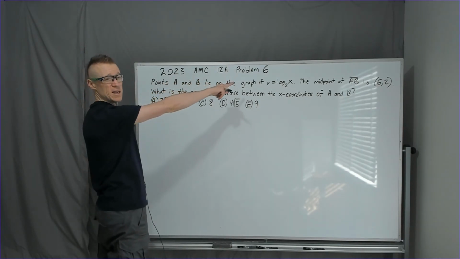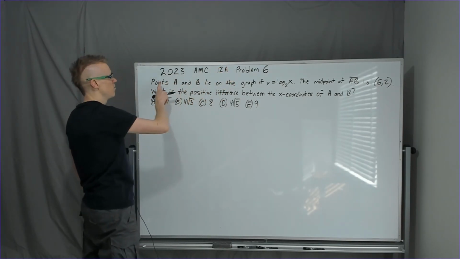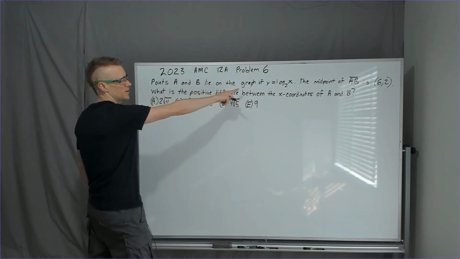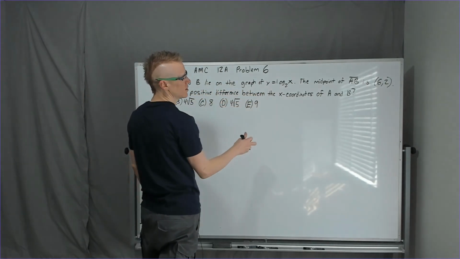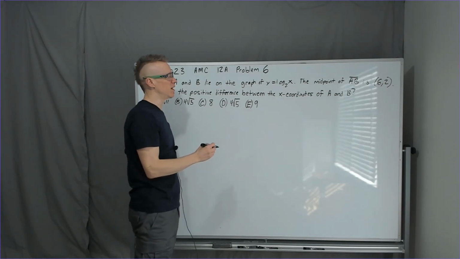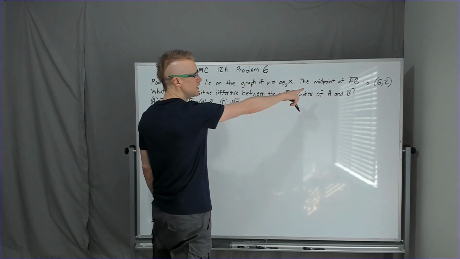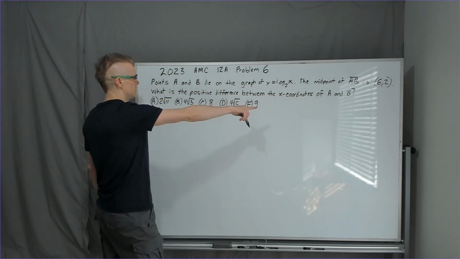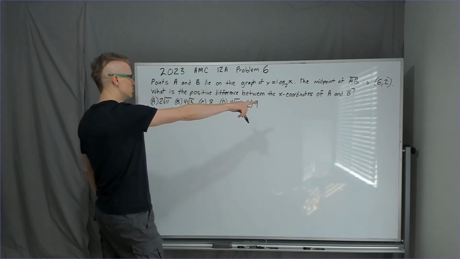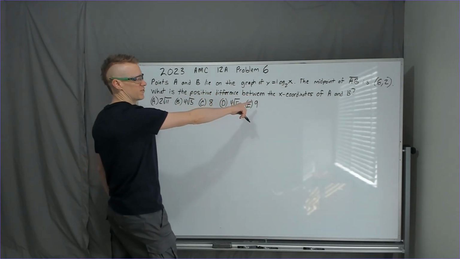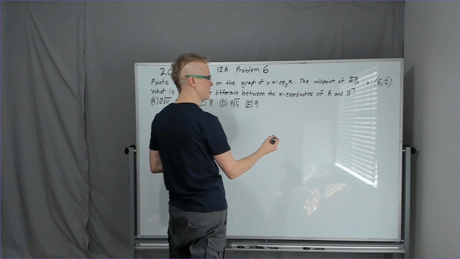2023 12A problem 6. Points A and B lie on the graph of y equals log base 2 of x. The midpoint of AB is (6, 2). What is the positive difference between the x coordinates of A and B?